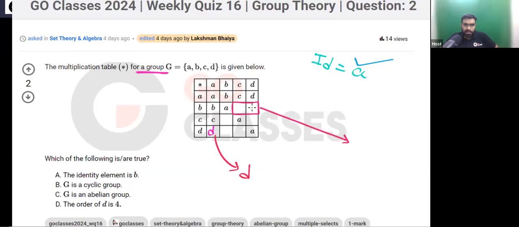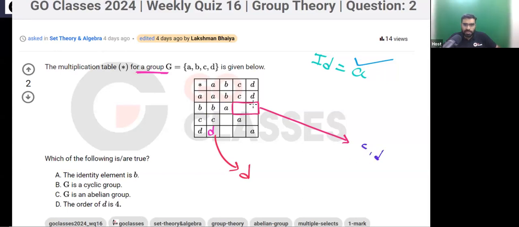Remember, here you cannot use B because B is already in this row. In this row, no element can repeat. So you cannot use B comma A here because B is already here in this row, A is already in this row. So in these two entries, you have to use either C or D.